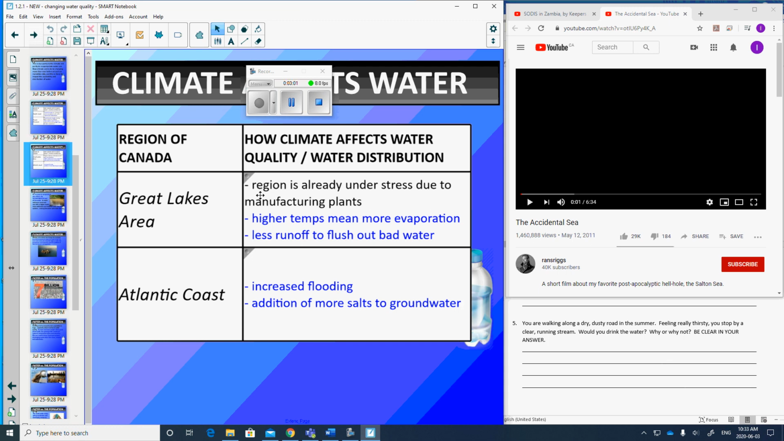Around the Great Lakes, we get higher temperatures. That means more evaporation, and we've talked about before that as temperature increases, actually we also have room for less oxygen in the water as well. On the Atlantic coast, the East Coast, we get increased flooding. And one thing we need to remember is that as ocean levels increase, we lose freshwater reservoirs because salt water pours into fresh water and then it's not fresh water anymore. So increased flooding off the Atlantic coast could also mean that we have more of that salt water pouring into our groundwater that we use for drinking reservoirs.